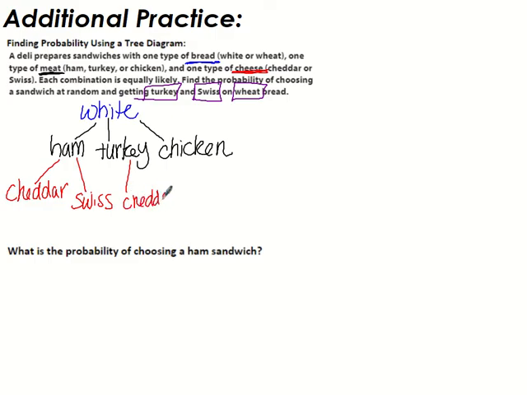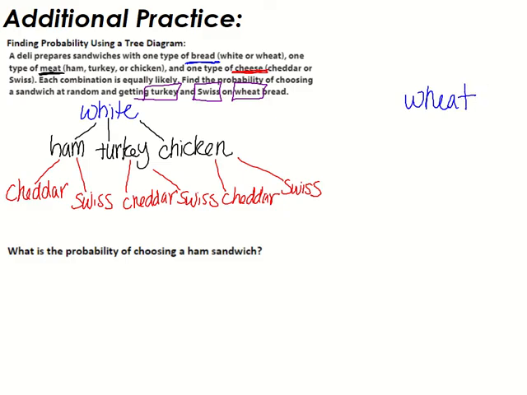Cheddar, Swiss, cheddar, Swiss. But you can see it kind of starts to look, we make like a tree. Got a little lopsided, but that's okay. So that's just with white bread. So we would then have to do it again with wheat bread. All right, so I'm gonna write wheat here.